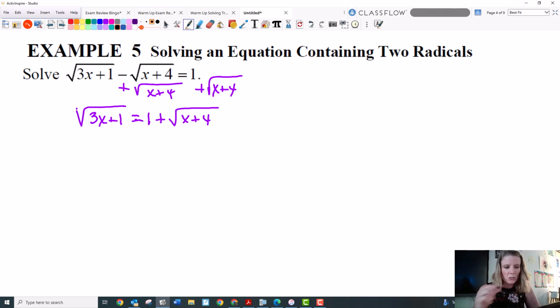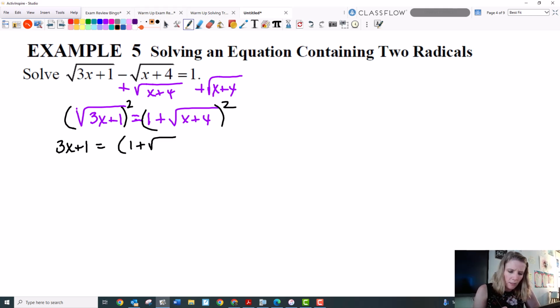So you get one of your square roots by itself, then we're going to square both sides. So the square root of 3x plus 1 squared, that does cancel and give me 3x plus 1. But on this side, we're going to have to write that twice and FOIL it out. So we're going to FOIL first.